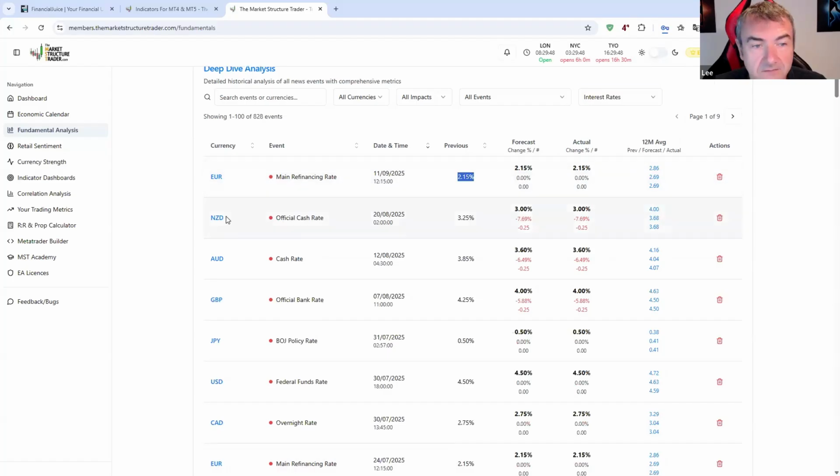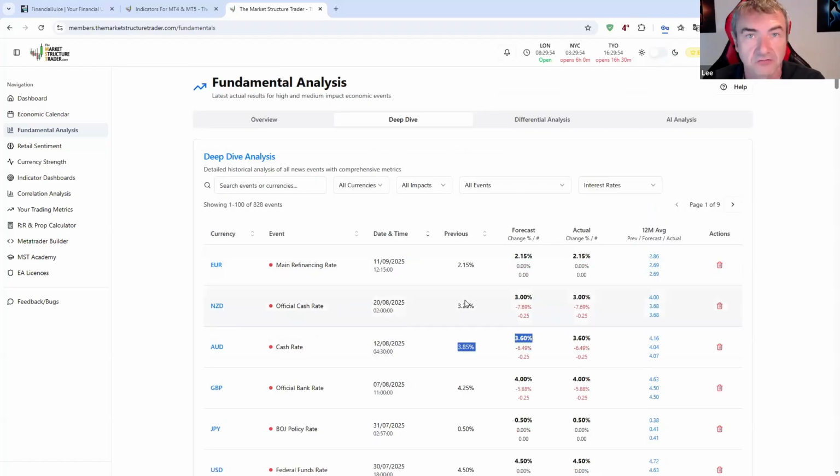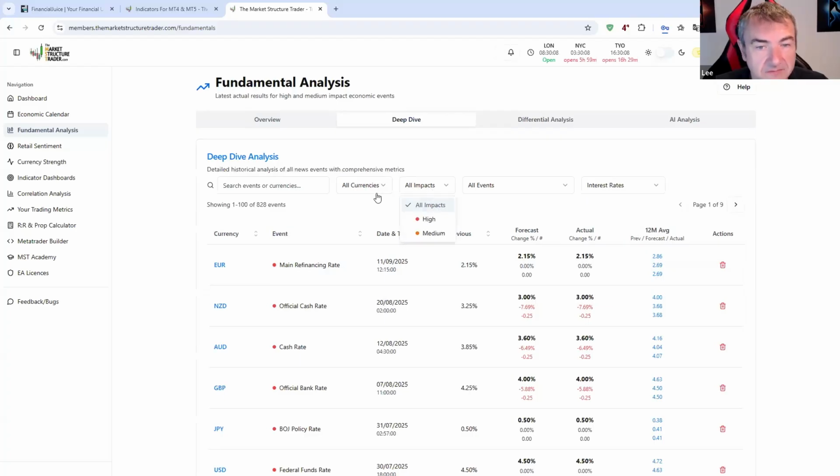They are at 2.15. New Zealand is at 3.25. Aussie is 3.85. So it's just a quick overview of what everybody's interest rates are doing, what everybody's inflation is doing. So you can get a fundamental sort of bias, if you like, for how everything's going. This also gives you the average differentials here, basically, but this is a better tab to use for that. So you can filter that by different impacts.